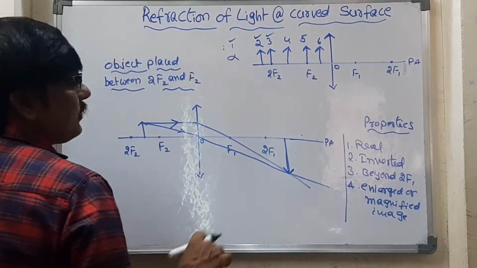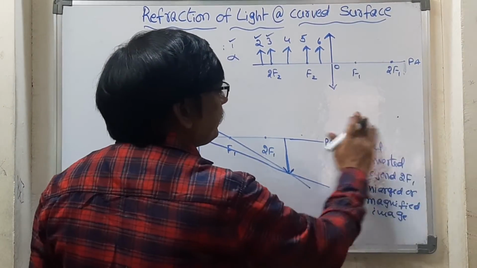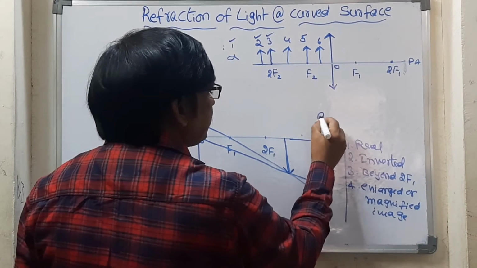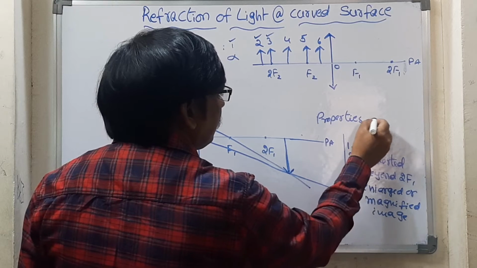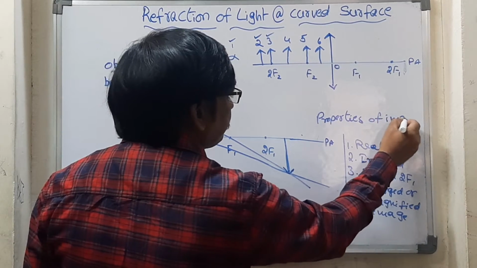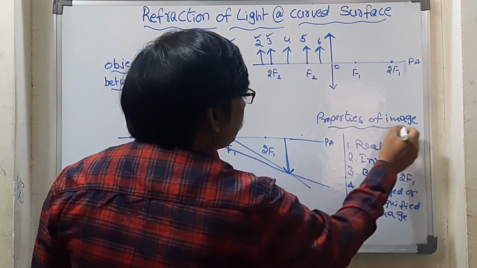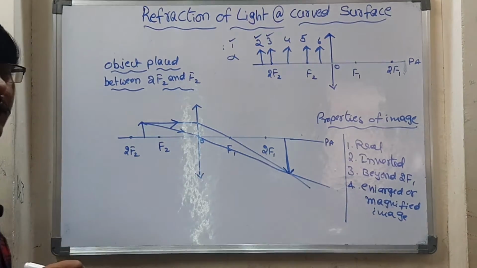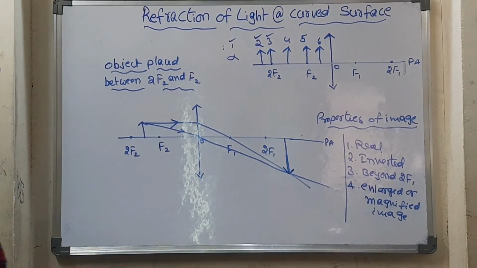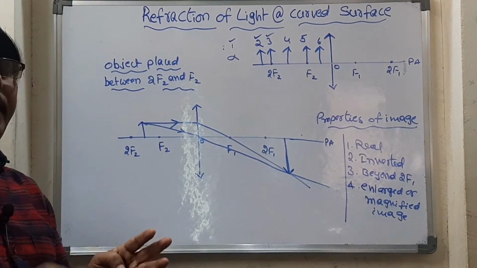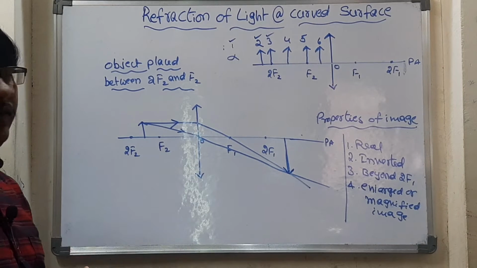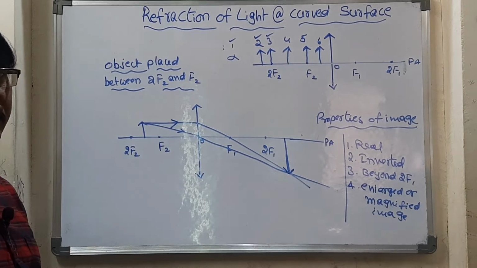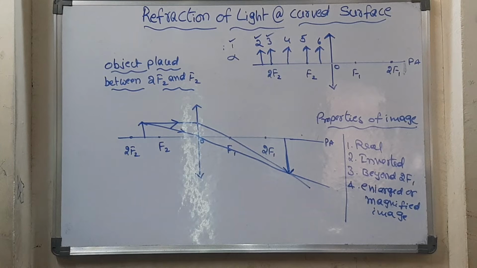So these are all the properties of the image, and I will write here properties of the image so you will understand easily. The question will be asked: draw a ray diagram where we have to place the object to get a magnifying image. This is the one situation where we can draw the magnifying image. Got it, everybody? Very good.